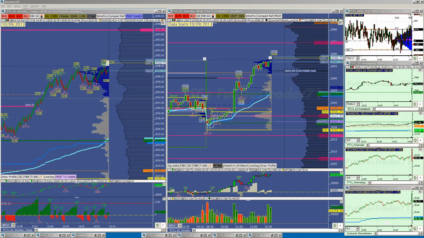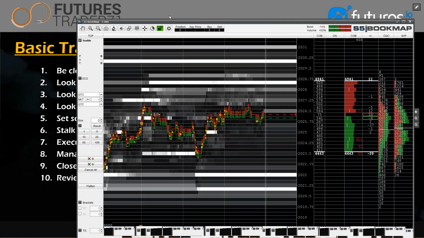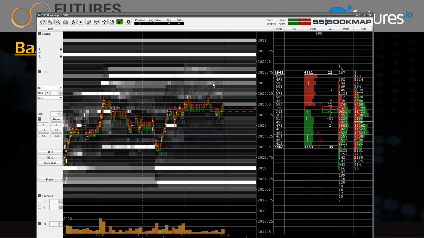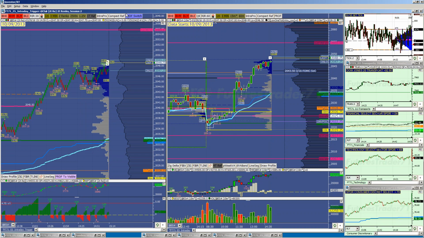So back to what I was talking about. Look for what the market wants to accept as far as my hypothesis. Look for an area to lean on. Is there liquidity to lean on? Are there multiple levels to lean on, long or short? And then the last thing I look at is liquidity. My trades are based on what is happening in the auction.